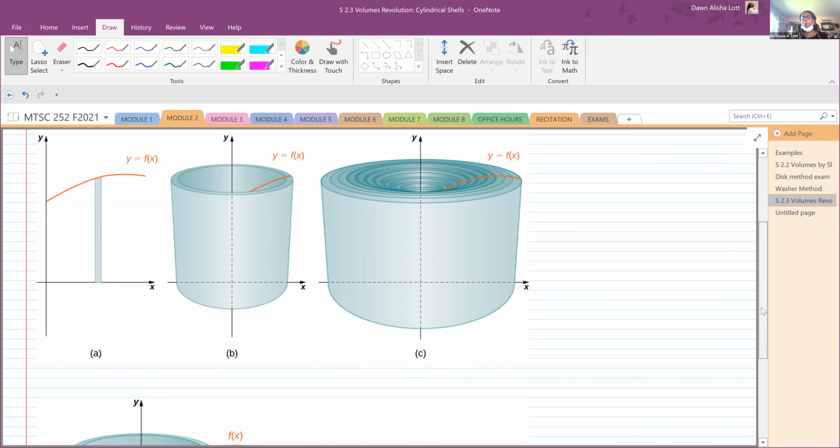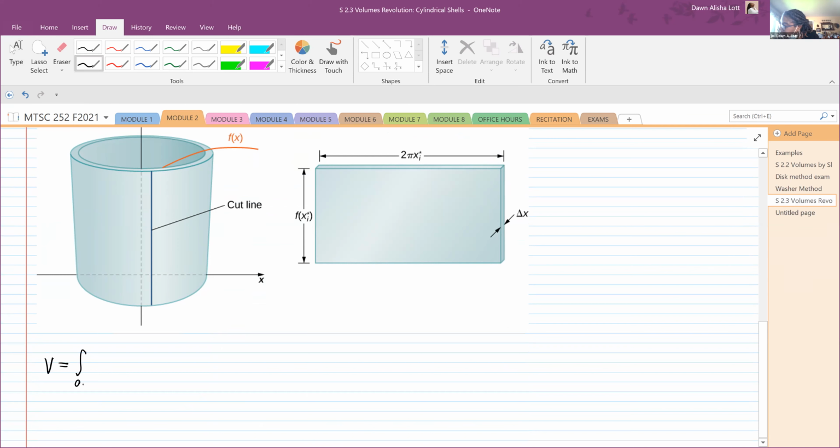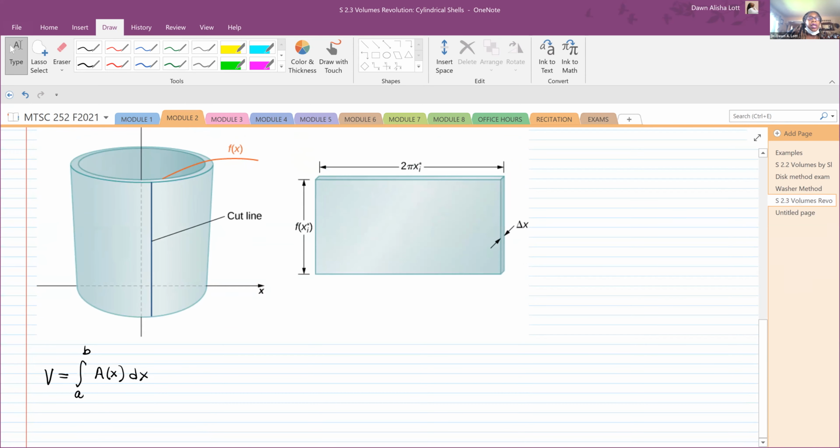Okay, so let's talk about how we're going to do this. Here's where what we said before comes into play. If you remember, our original formula was the integral from a to b of the area of whatever region we're revolving, dx. So this area is a little bit different. Let's imagine that we sliced our soda can straight up the middle and laid it flat.